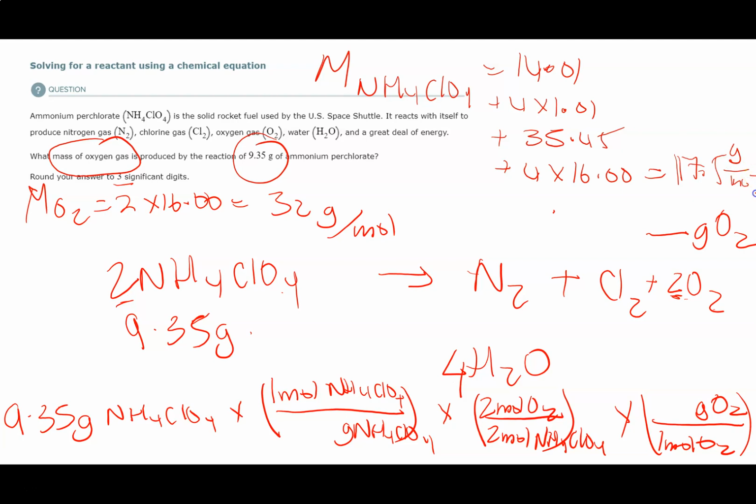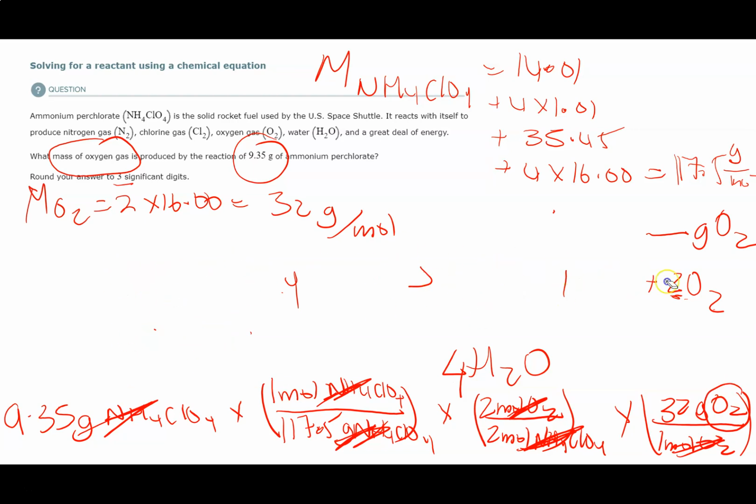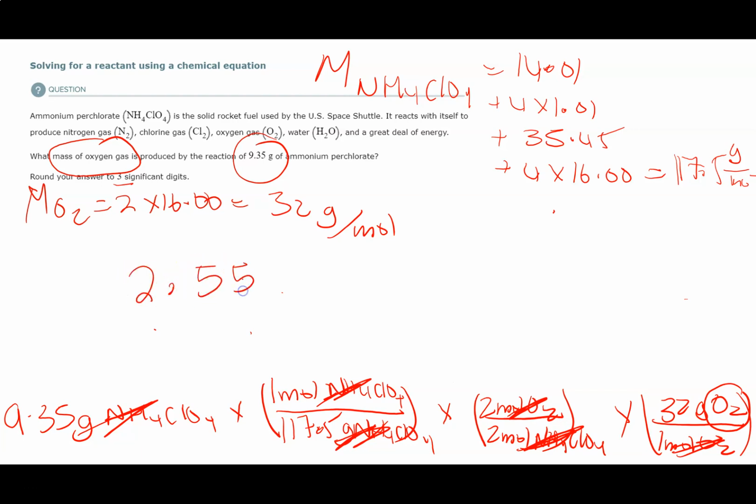Okay, so that's really it. So that's 117.5, and then that is 32. So moles of O2 cancel, moles of ammonium perchlorate cancel, grams of ammonium perchlorate cancel, and the only thing left is grams of O2. So I can go ahead and put all of that into my calculator, confident that I'm going to get the correct answer. So here we are, 9.35 times 1 on 117.5 times 2 on 2 times 32. My answer ends up being 2.55 grams of O2. There we go.